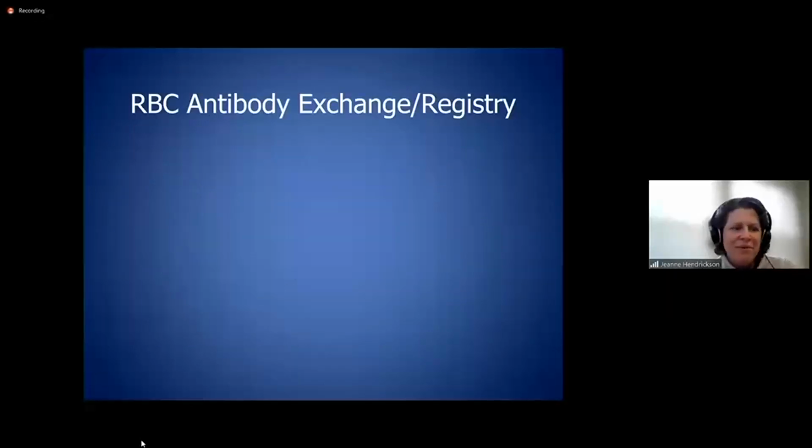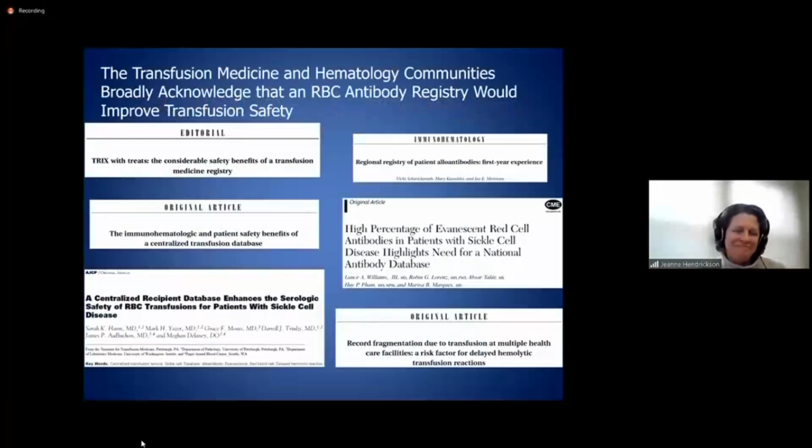So this leads me to something that I and many other people are currently working on, a United States-wide red cell antibody exchange or registry. And we are in the early stages of this. But there are many different publications from the transfusion medicine and hematology communities in the United States and in the world that acknowledge that an antibody registry would improve transfusion safety.